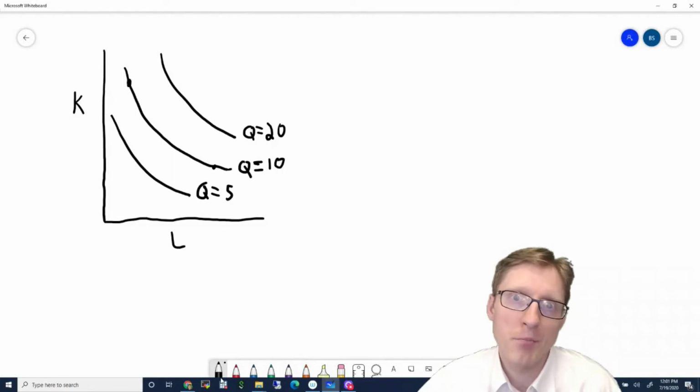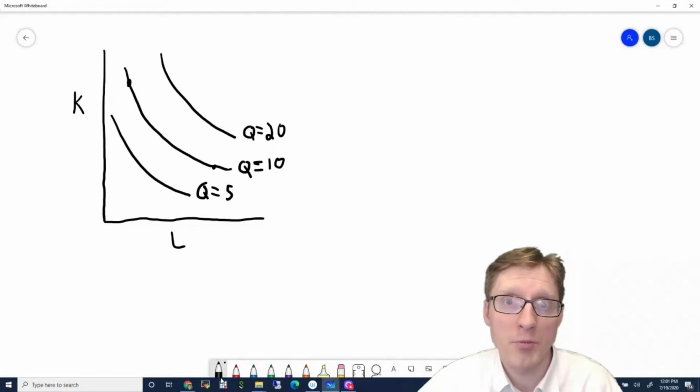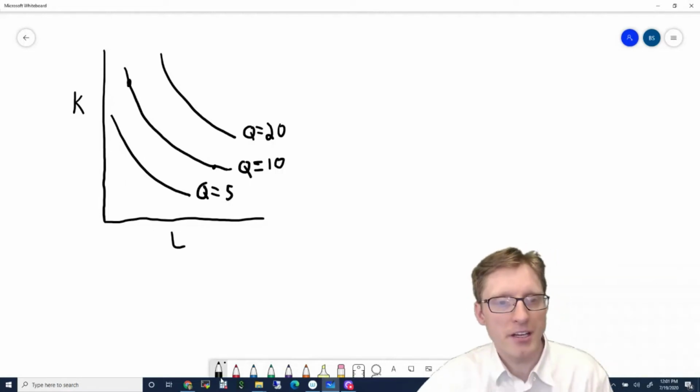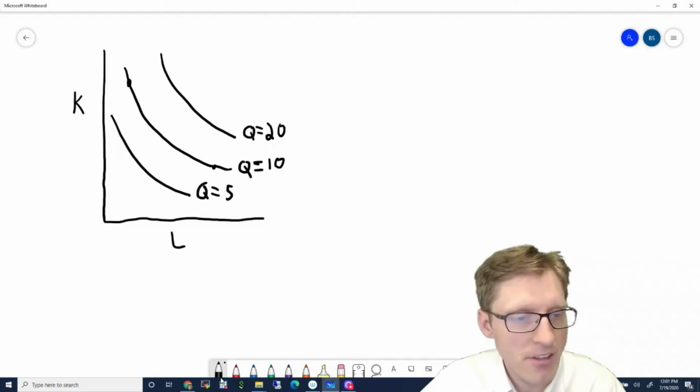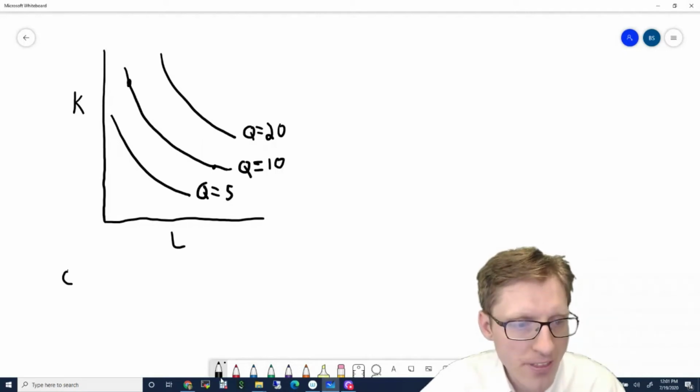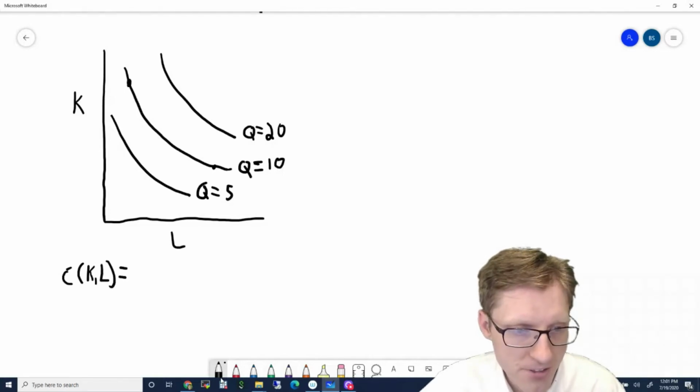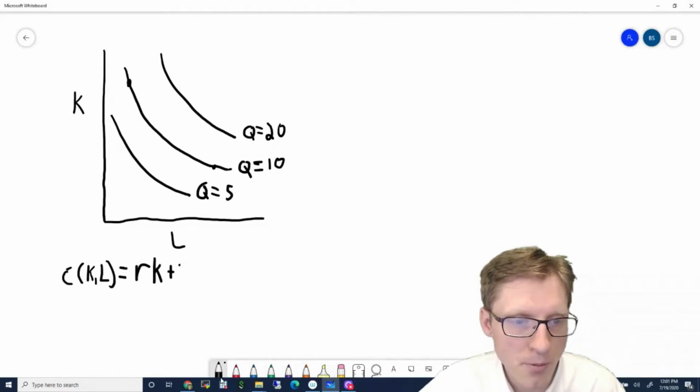And again, we're going to assume that more of the two inputs results in higher levels of output. So that's why isoquants that are further up and to the right correspond to higher levels of output of the final good. Okay, the next thing we're going to do is add what's called isocost lines to this graph. Okay, so we can start with the cost function. The cost is a function of capital and labor, and that's just equal to the price of capital times the amount of capital used, plus the price of labor, or the wage, times the amount of labor used.